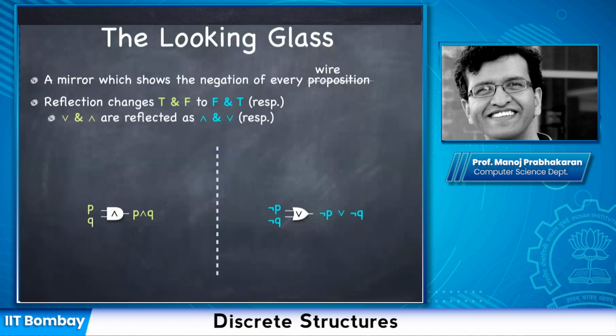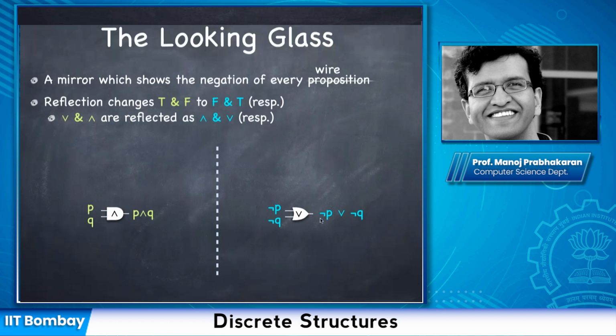And it's convenient, instead of writing formulas, you might also visualize circuits sitting on either side of the mirror. So if I take a circuit that is now just a single AND gate, and the two wires are labeled P and Q, then the output wire is P and Q. And in the reflection, the input wires will have values not P and not Q. The output wire will be not P or not Q. That's because my gate got reflected from AND to OR.